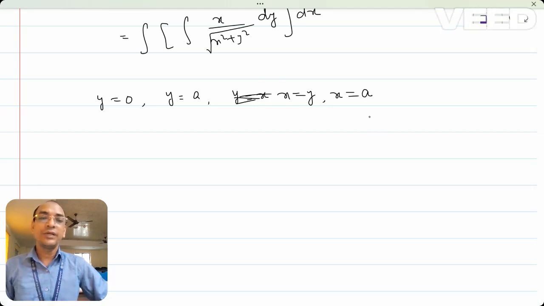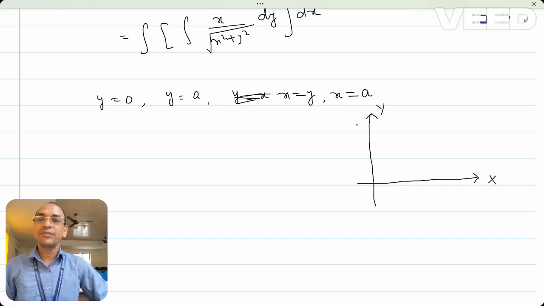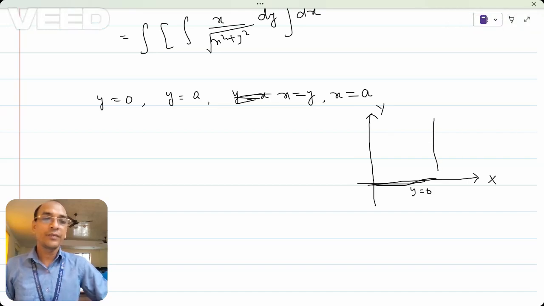So what I will do here is, this is my x-axis and this is my y-axis. y equal to 0 means the x-axis. So this is my y equal to 0. y equal to a means, say I will have some point. Oh sorry, this is x equal to a.